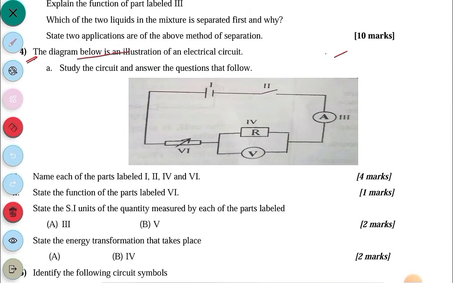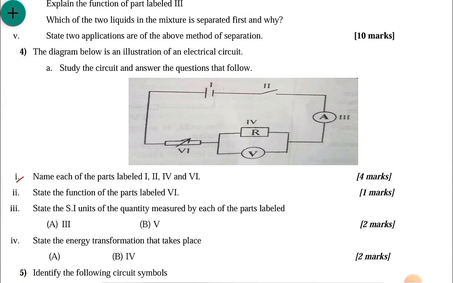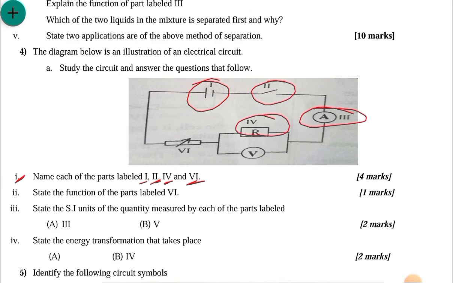The diagram below is an illustration of an electrical circuit. Study the circuit and answer the questions that follow. So the first question is, name each of the parts labeled I, II, III, IV, and V. So I is a cell. II is a switch. III is an ammeter. IV is a resistor. And then V is a rheostat.